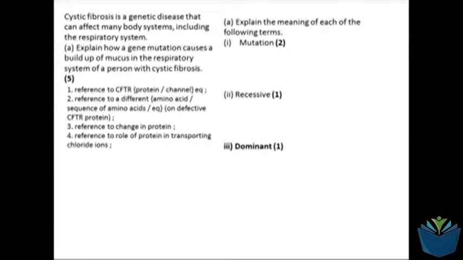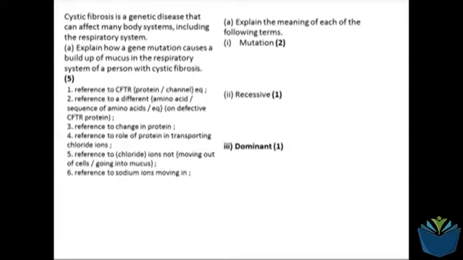You have to mention what the CFTR protein does, and it's of course involved in moving chloride ions out of the cell. So if it's non-operational and it's the wrong shape, the chloride ions don't move out of the cell and into the mucus. Another thing to reference is the sodium ions. There's another channel that moves sodium ions into these epithelial cells, so those sodium ions are moving in.